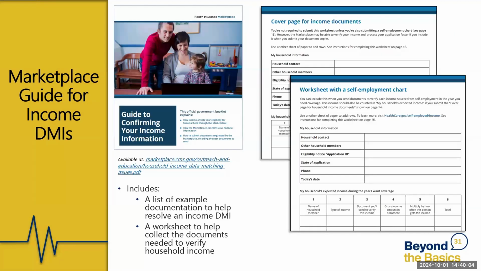So healthcare.gov has a helpful guide on how to document income and resolve income DMIs. So highly recommend taking a look at this. It includes worksheets for documenting self-employment income, which can sometimes get a little tricky, as well as a longer list of all the documents that can be used and some examples.